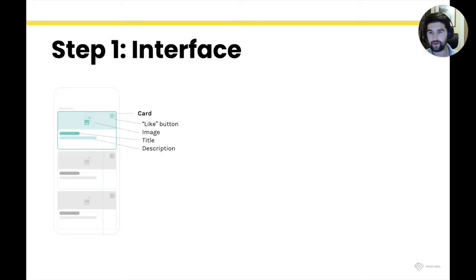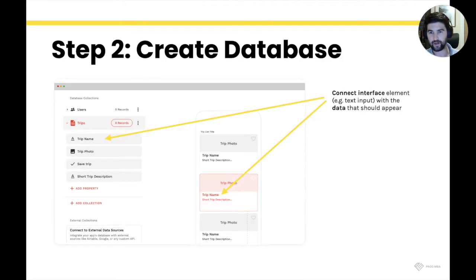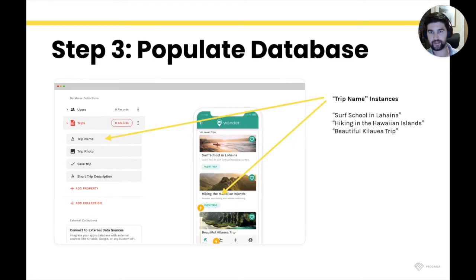There are 4 key steps of any no-code application. Step 1, we need to build our interface. Right? We need to create a card and an image and a title where the title will go. Secondly, we want to create a database. So that means that where we have maybe a header that connects through to something called a trip title or trip name, for example, in the database.